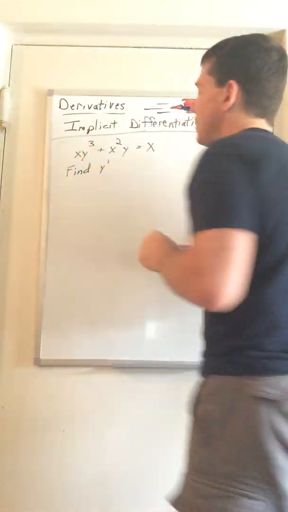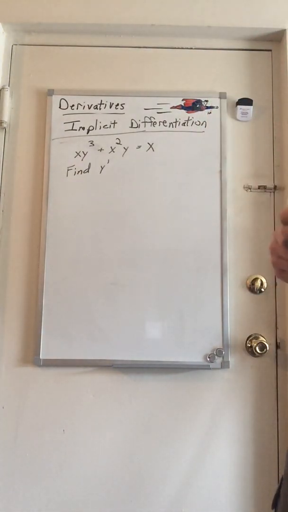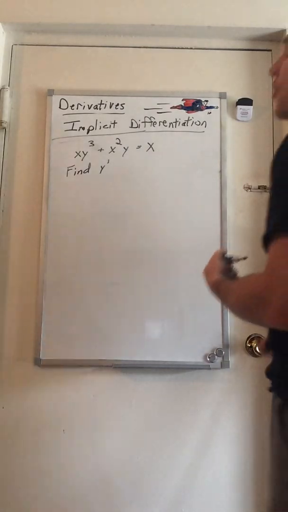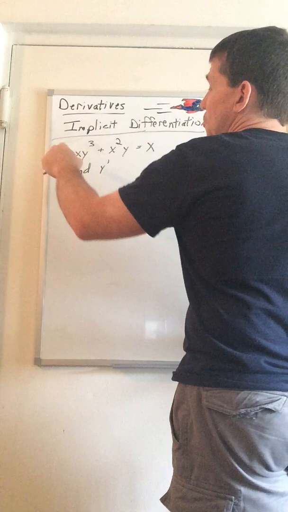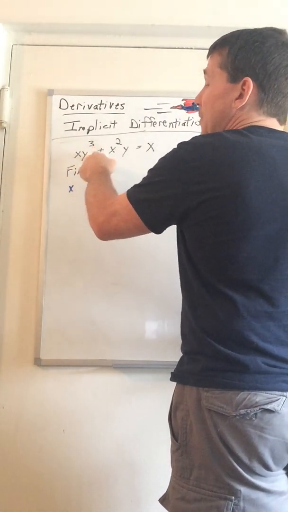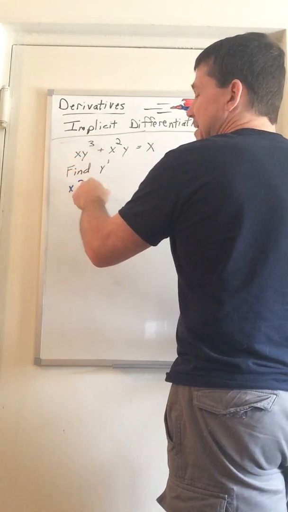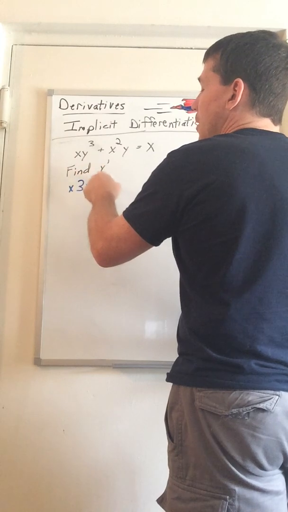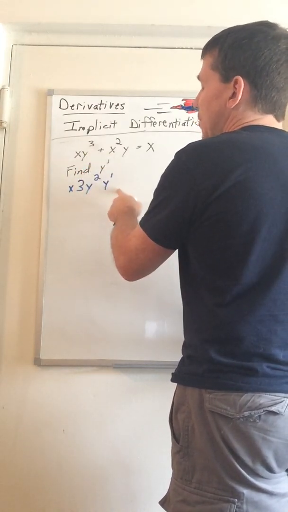Find y prime. And again, as I mentioned before, I'm deliberately going back and forth from Leibniz to prime notation so you get used to seeing both of them. So we said that's a product, so I apply the product rule. It's the first x times the derivative of the second. The derivative of y cubed is a chain rule. Bring down the 3, inside stays the same, lower the power by 1 to a 2, times the derivative of the inside, which is y prime.